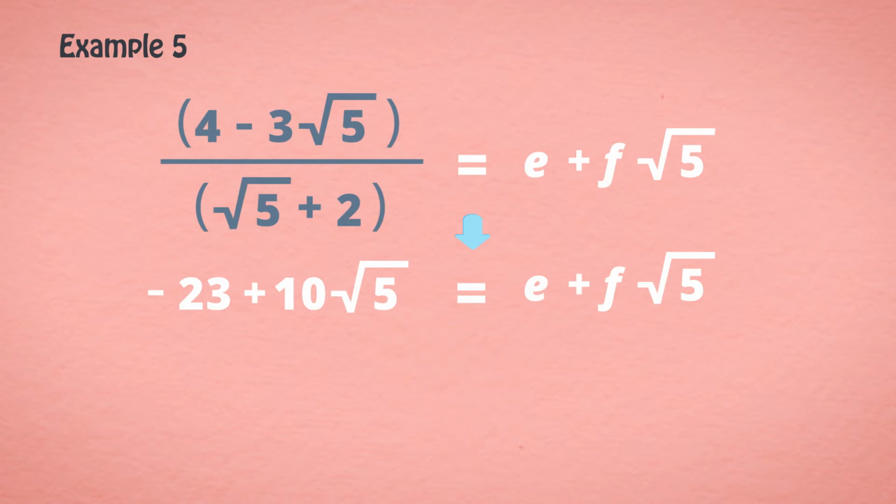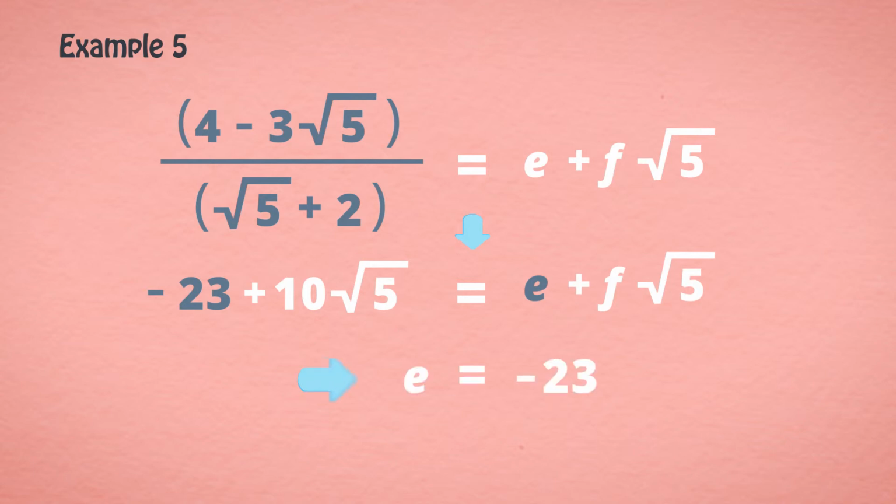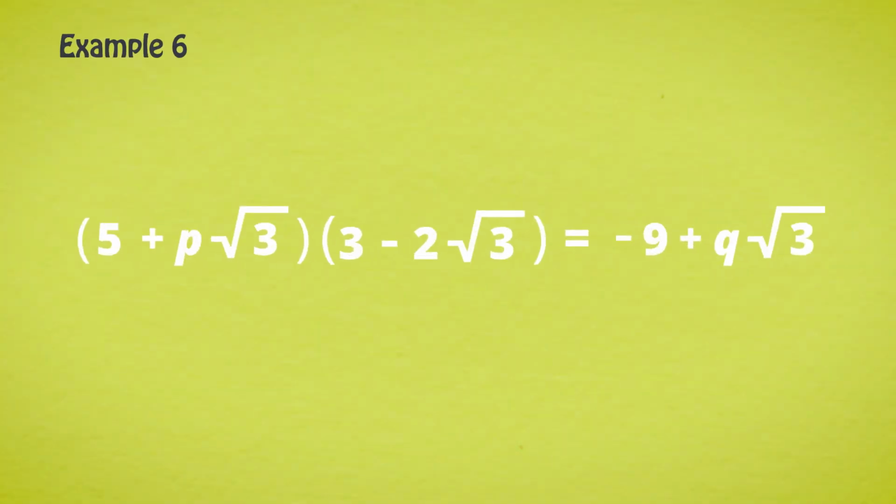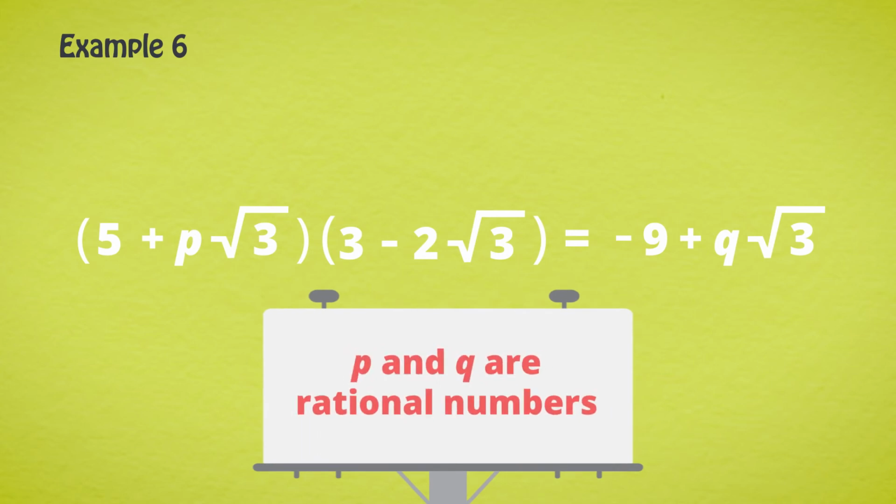Yes, that's right. Observe that these terms are the only ones that are rational. So we can find the value of e. And similarly, we can equate the terms with the surd square root of 5 and compare their coefficients to get the value of f. So far, we've been able to find the value of the unknowns directly by equating the rational terms and terms with the same surd. Is it always the case? Let's find out in this last question.